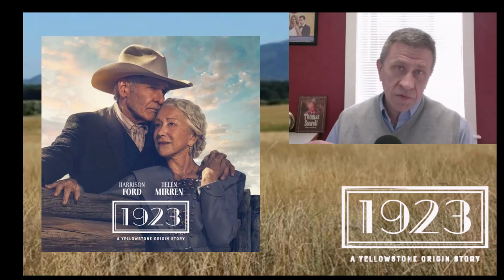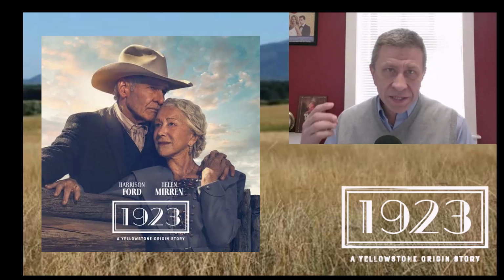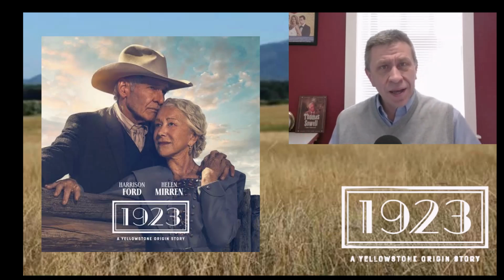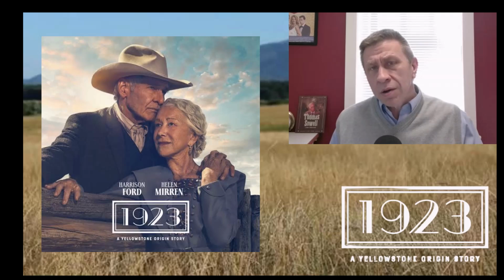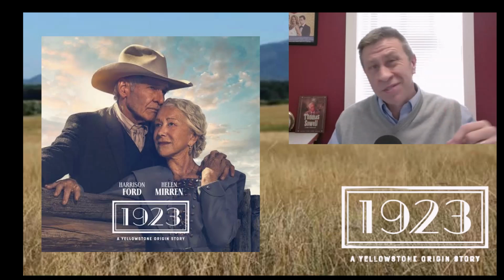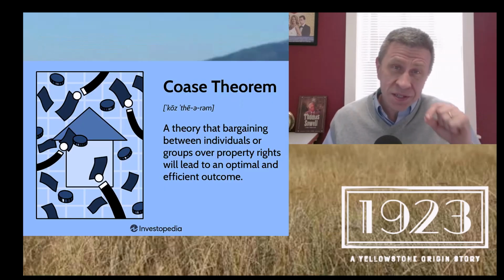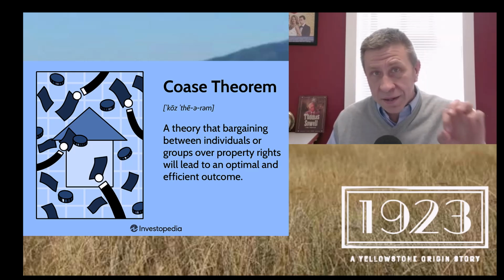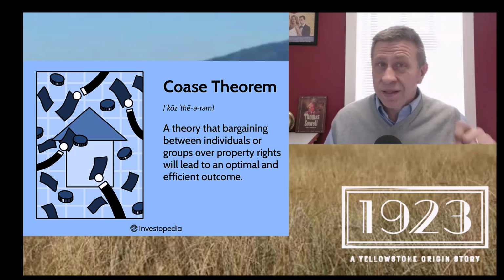1923 with Harrison Ford and Helen Mirren. It's a fantastic show, and it also teaches us some lessons on economics. Now today, we are going to look at a conflict and how property rights and what's known as the Coase Theorem gives us a solution to a really bad problem that's happening in the TV show 1923. Let's start with the clip.